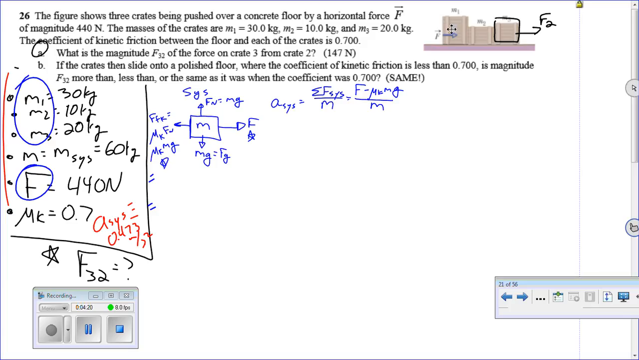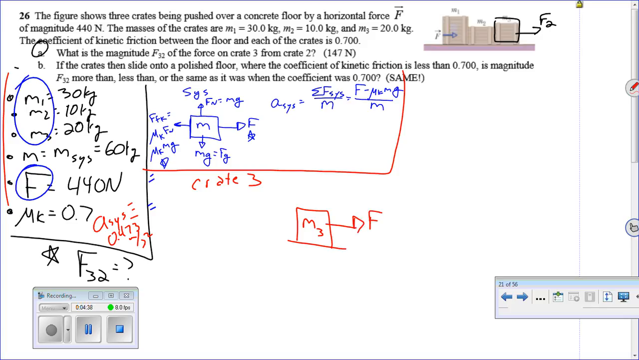All right? So what I'm going to do now is let's just look at crate 3. So crate 3 has got the following forces. So here we go. Its mass is M3. It's being pushed forwards by box number 2, so I guess I'll use the book's notation. That's force on 3 from 2. Okay. Gravity's pulling it down.